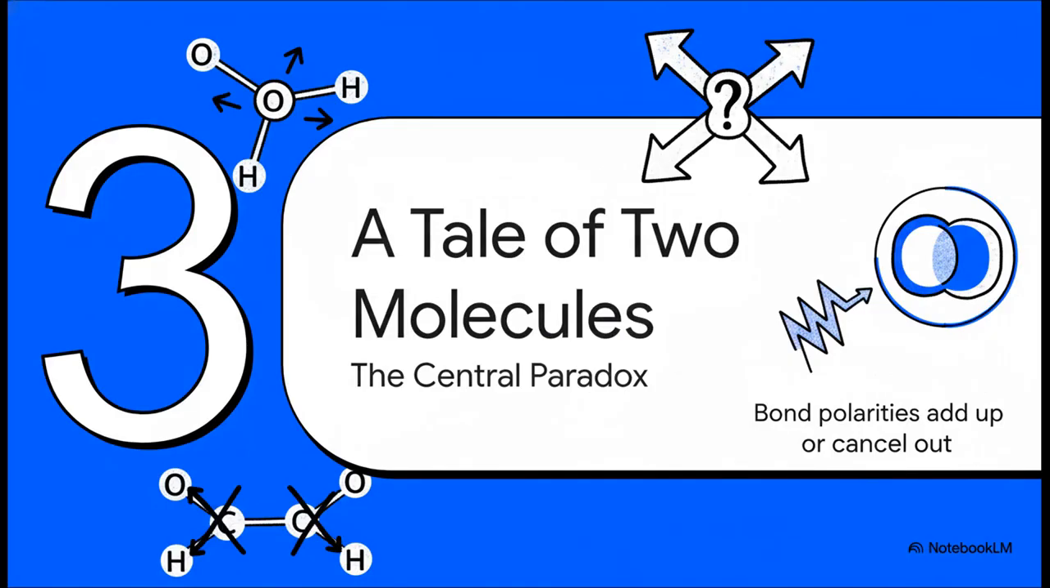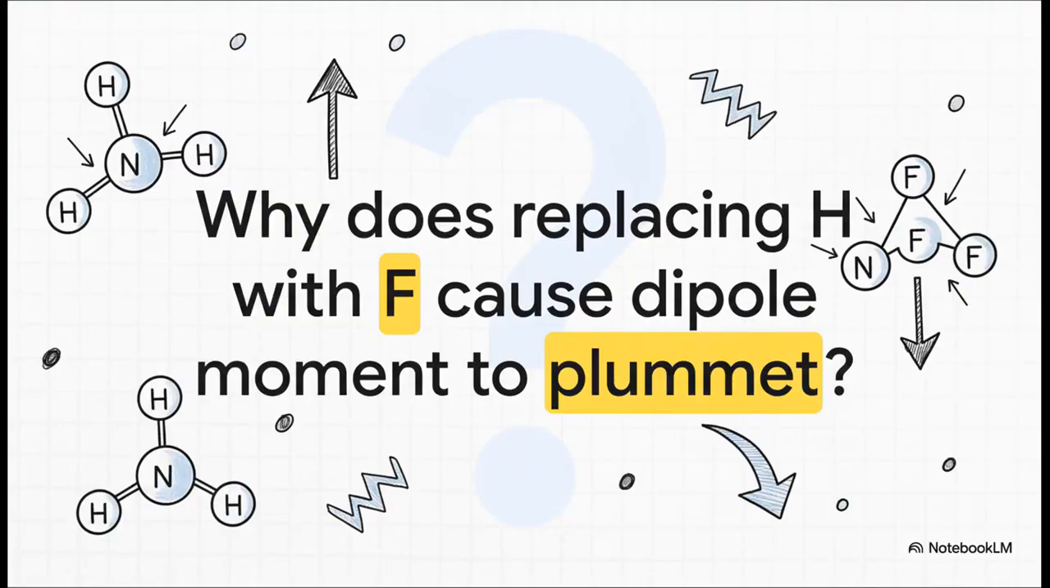Okay, so we've got our rules down. Electronegativity creates polar bonds, and the 3D geometry decides if those polarities team up or cancel out. But now, let's investigate a case that seems to just break all the rules. So here's the mystery. We know fluorine is the undisputed champion of electronegativity. It pulls on electrons harder than any other element. So logically, if we take ammonia and swap its hydrogen atoms for fluorine atoms, we should get a much more polar molecule, right? A way bigger dipole moment. Well, let's see what the evidence says.